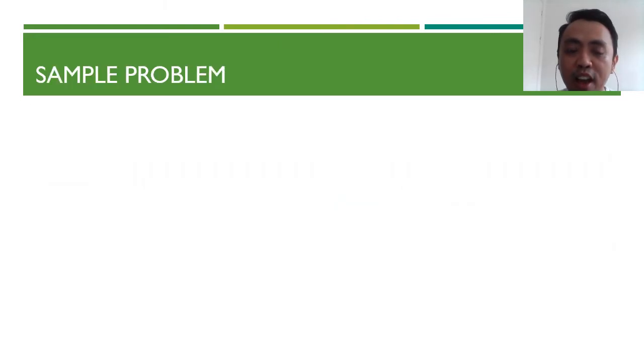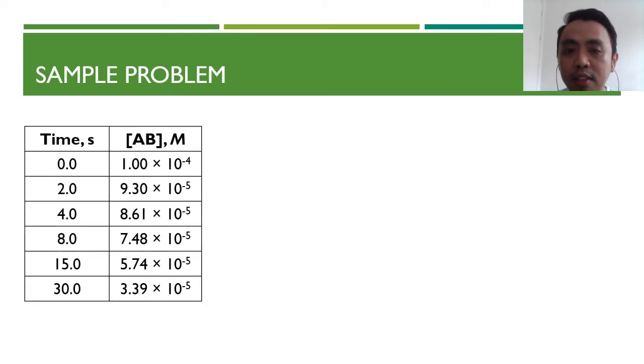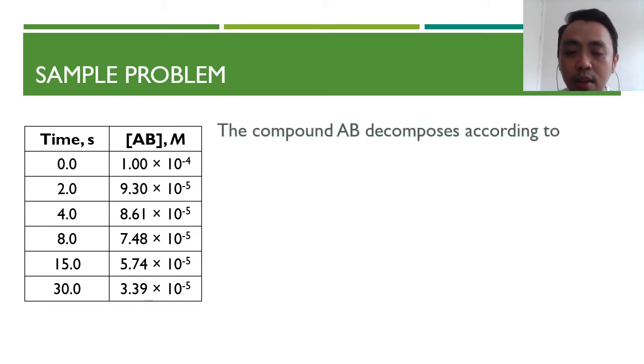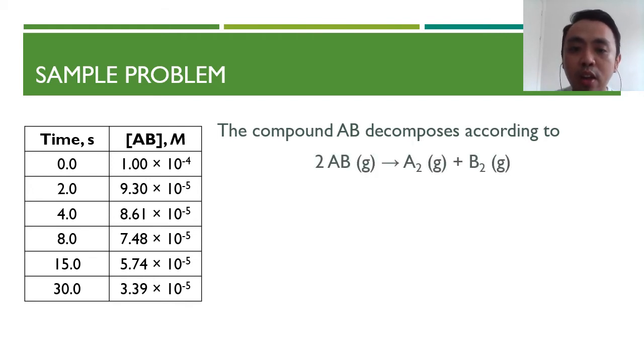The order of a reaction is determined through experiments. In the sample problem, we have gathered the following data, in which the compound AB is found to decompose according to the following reaction, namely, 2AB decomposes to produce A2 and B2.